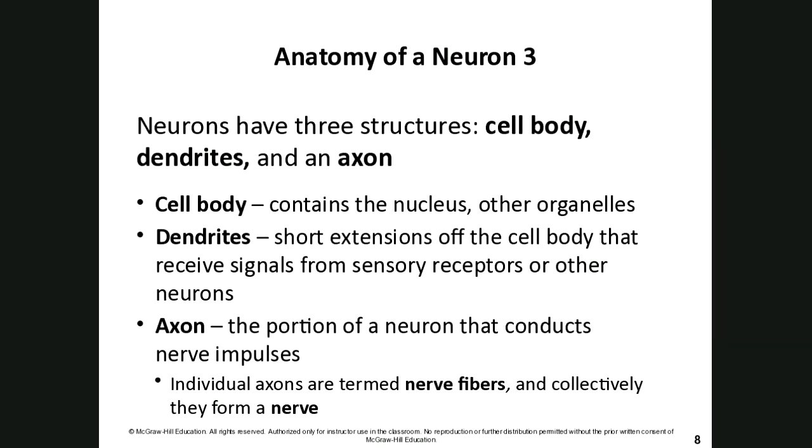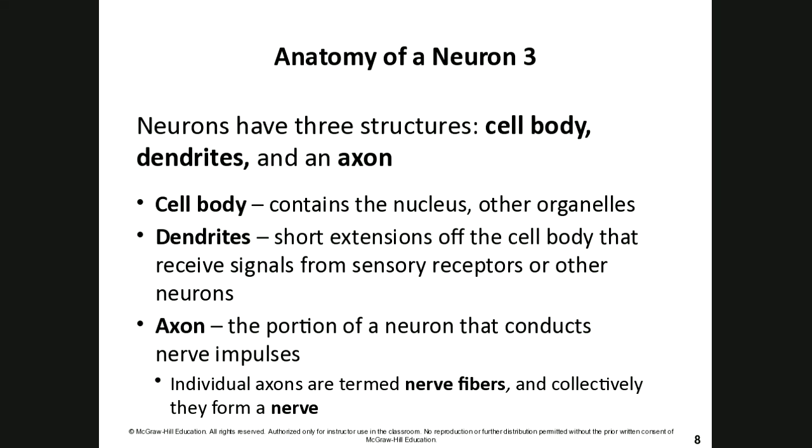So for any of those three neurons, they all have three distinct parts to them. Now, there are going to be lots of other parts that your textbook talks about that are found in neurons, but they're not always found in all neurons all the time. These three parts are found in all neurons all the time. So they all have a cell body, which contains the nucleus and all the other organelles that we've talked about. Dendrites are the short extensions of the cell body, and their whole job is to receive sensory information or to receive signals from other neurons. So the dendrites are the receiving end of the neuron.